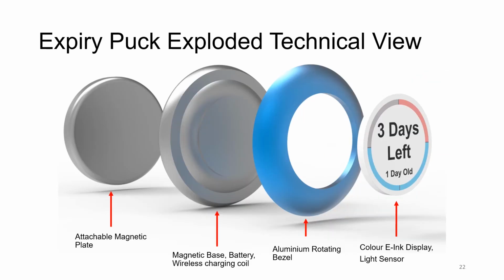Here I've got an exploded view of my puck. I've got an e-ink display to save on power and make the battery last longer. It's also got a light sensor so the puck can turn on when it's exposed to light and then turn off to avoid wasting its power.